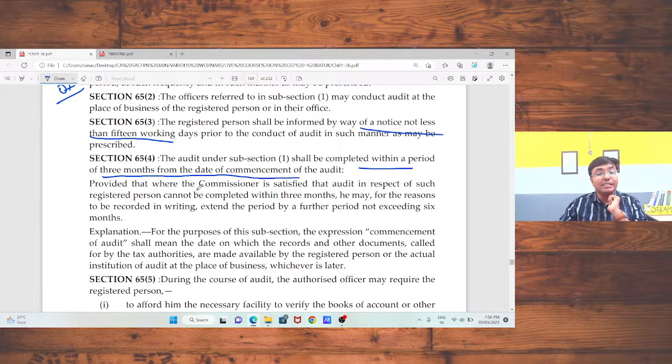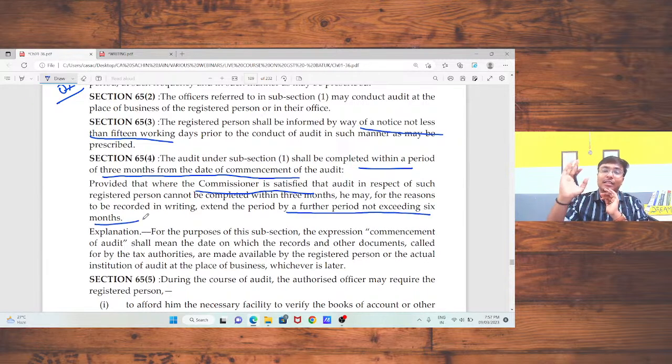But if the commissioner is satisfied that there are sufficient grounds for extension of the timeline, in that case he may extend the timeline by a further 6 months, but not exceeding 6 months. The maximum timeline to conduct the audit is 9 months, that is 3 months, or if the commissioner wants, then a further extension of 6 months. Okay, this is the maximum timeline from the commencement of the audit.